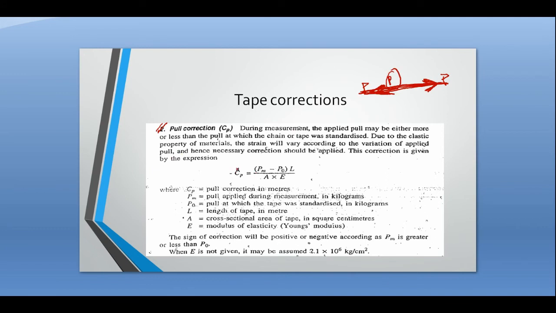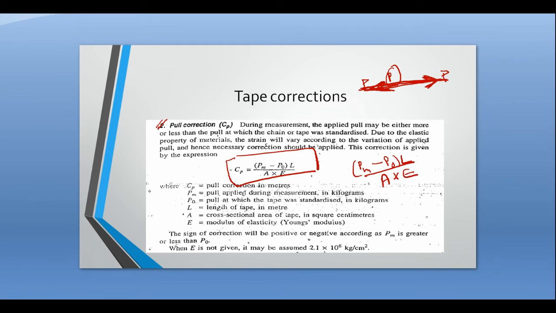So how to do the pull correction? Pull correction is given by this formula. Pull correction basically depends upon the pull applied during the measurement. Pm is representing the pull during a measurement, minus P0, the standard pull that we have to apply, multiplied by the length of the tape, divided by A, that is the cross sectional area of the tape, multiplied by E, that is the modulus of elasticity.